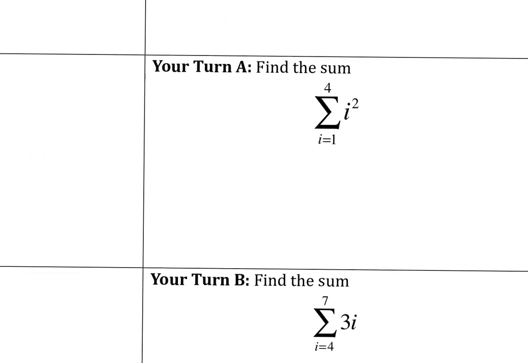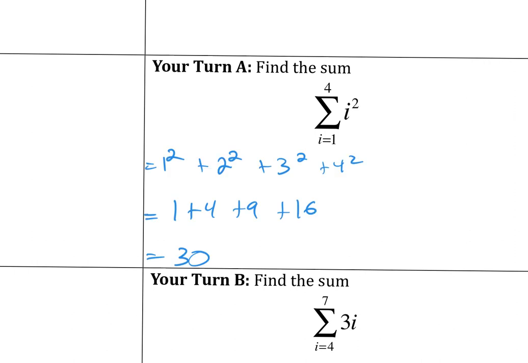All right, your turn. Go ahead and see if you can find the terms as we expand this series, or sorry, the sequence of i squared, and then find the sum for that series from 1 to 4. So go ahead and hit pause now, and then try and find the sum. Hopefully you got what I got, which was a total of 30.